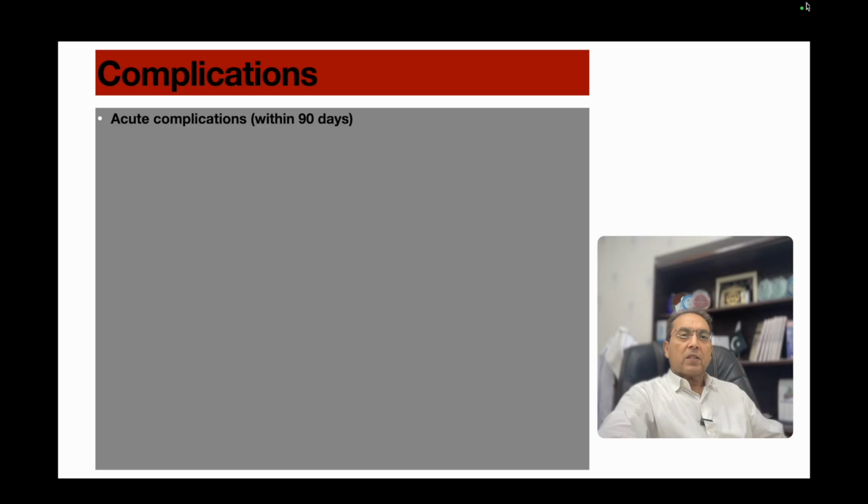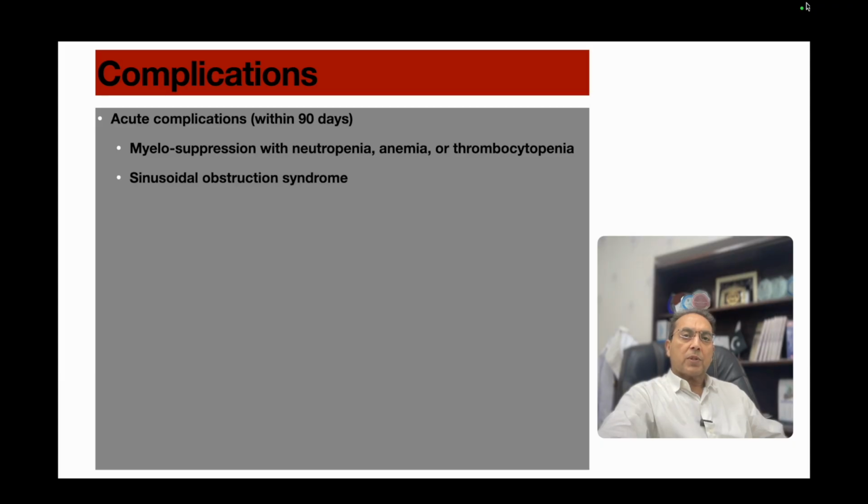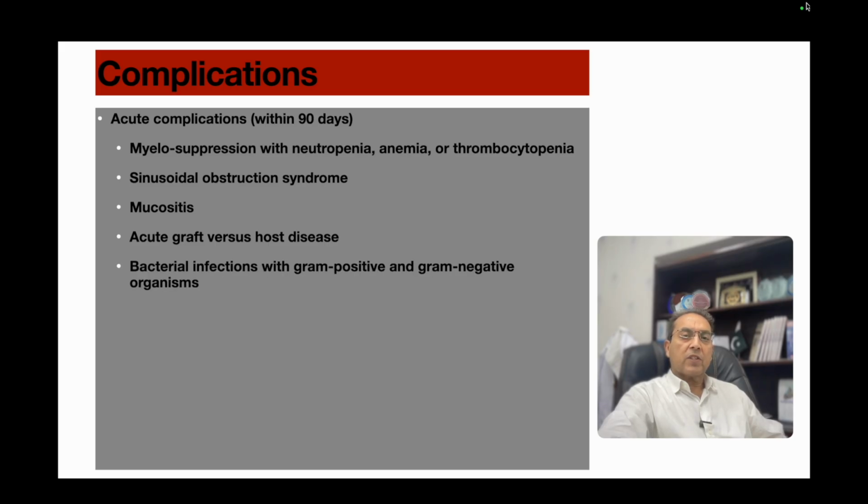Now, what are the complications? There may be acute complications which generally occur within 90 days. They sometimes may occur after 90 days, but generally within the 90 days. These include myelosuppression with neutropenia, anemia, or thrombocytopenia. There may be sinusoidal obstruction syndrome. There may be mucositis. There may be acute graft versus host disease. There may be bacterial infection with gram-positive and gram-negative organisms. There are herpesviridae infections, and fungal infections with Candida and Aspergillus.